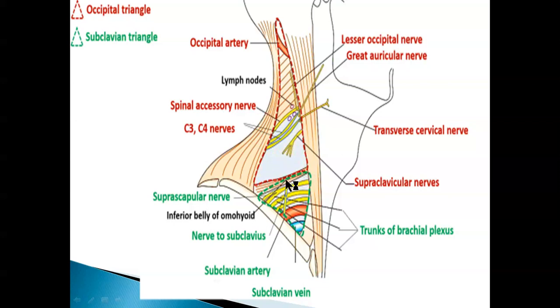Then below the inferior belly of omohyoid, we have the supraclavicular triangle or the subclavian triangle. Why subclavian triangle? Because we have the third part of your subclavian artery passing through it. Remember, the third part of the subclavian artery is passing through it, and here we have the roots and trunks of the brachial plexus, which are passing in this area. So it is a very important area. Just the roots and trunks and branches of the nerves which are arising from the roots and trunks.